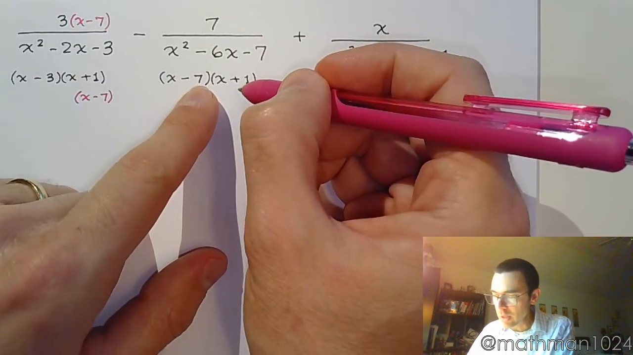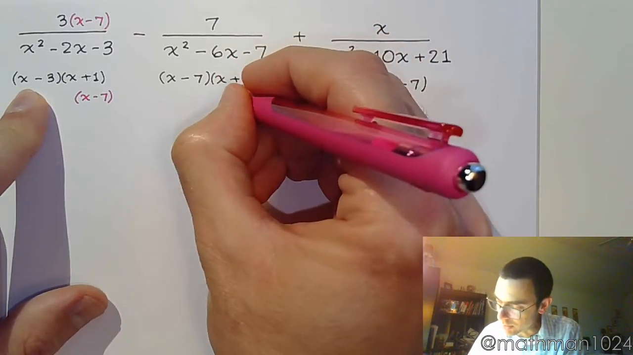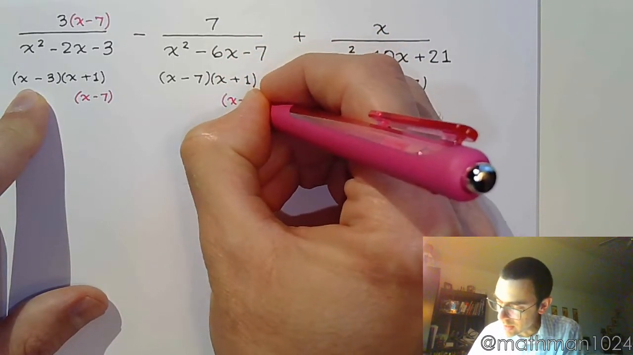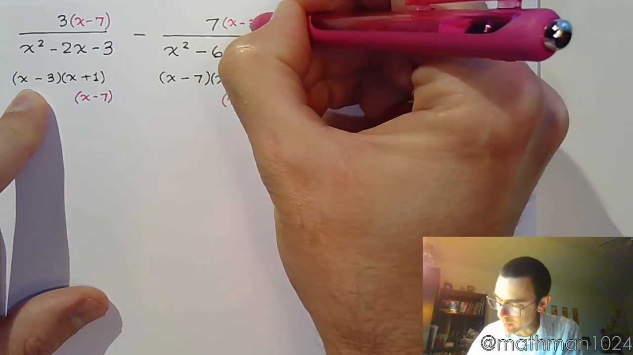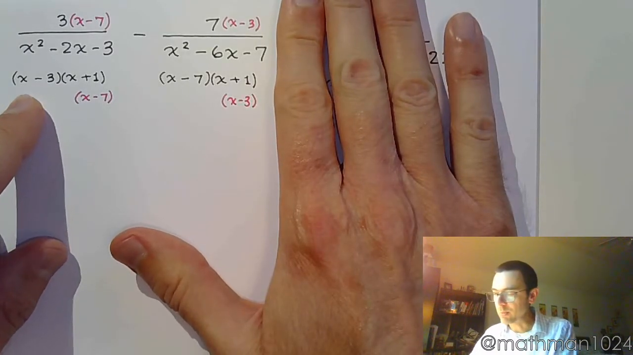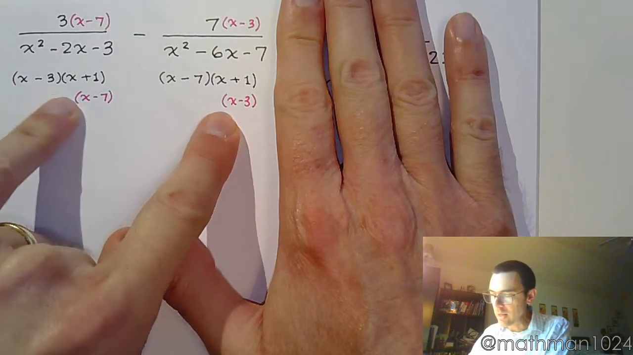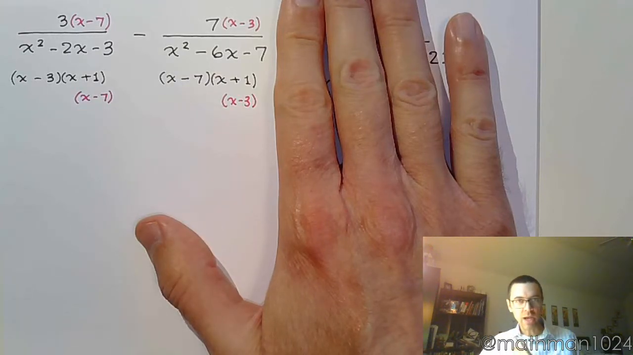Here, this guy's missing the x minus 3 factor that you see in the first fraction. So I'm going to put x minus 3 down here, and I need to do the same thing in the numerator. So now between these first two fractions, they both have x minus 3, they both have x plus 1, and they both have x minus 7. These guys are fractions with the same denominator.